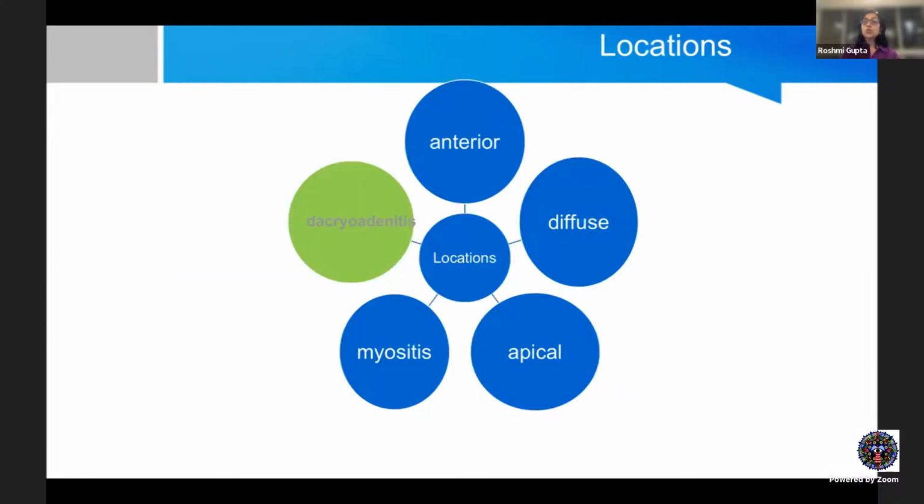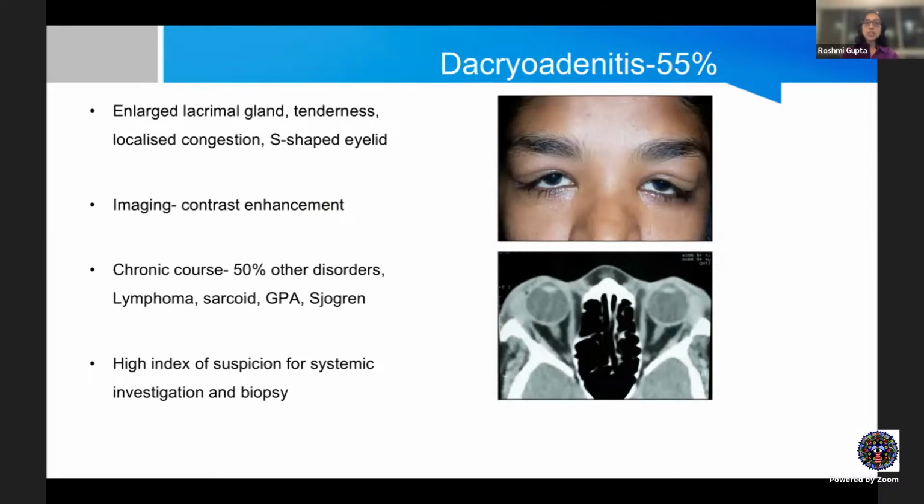Dacryoadenitis is by far the commonest of the locations. There's an enlarged lacrimal gland, there's tenderness, there's localized congestion, and a typically S-shaped eyelid. There will be contrast enhancement on imaging. This may have a chronic cause, but half of these patients are associated with other disorders, which may be sarcoid, which may be GPA, which may be Sjogren.